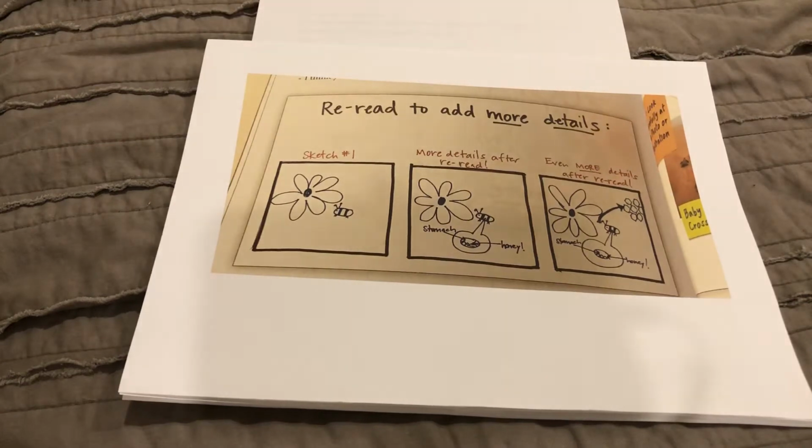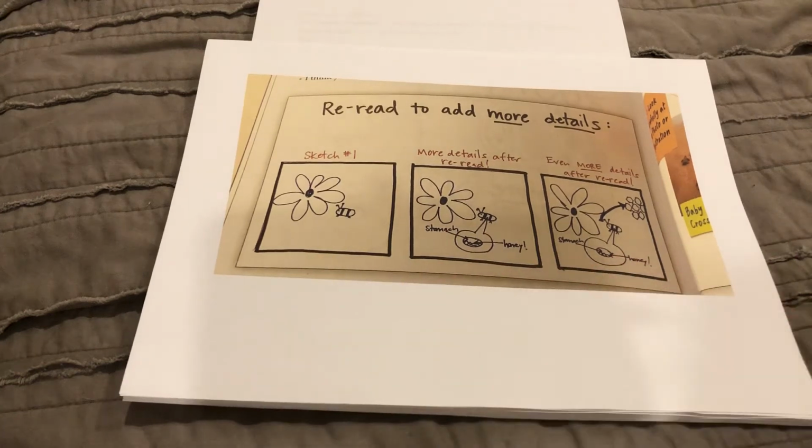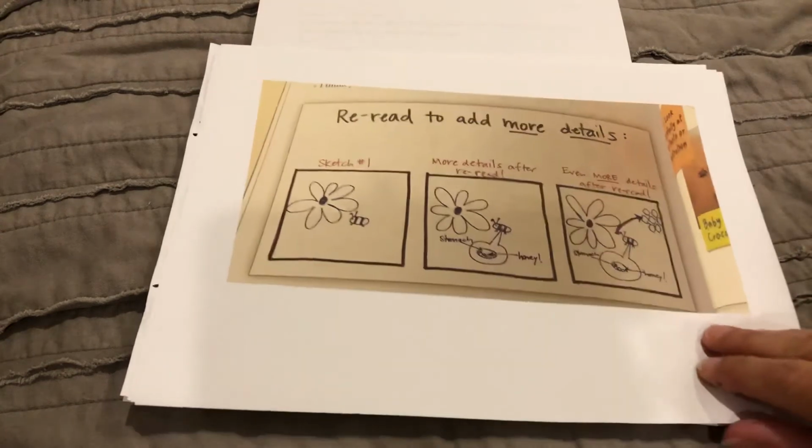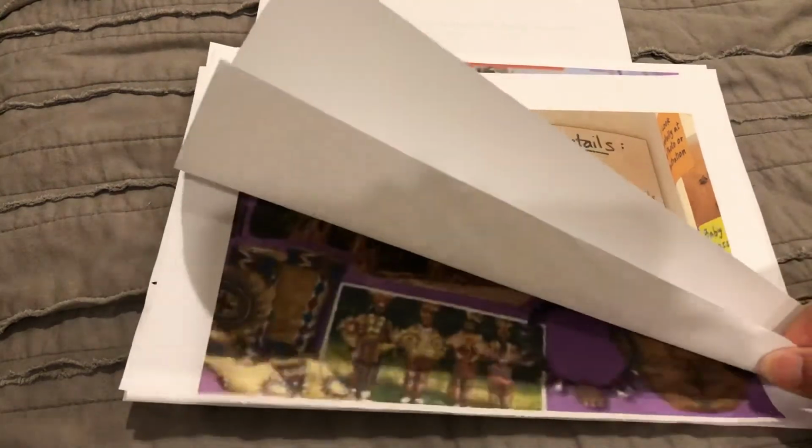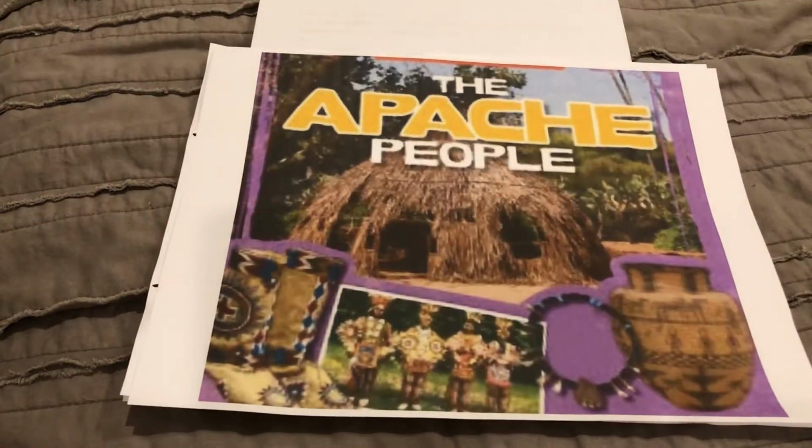Here is an example that the book had given, and it shows reread to add more detail, and it shows there's 3 here. You don't have to do just 3. You can add as many as you need. And here is the book that I will be doing, The Apache People.